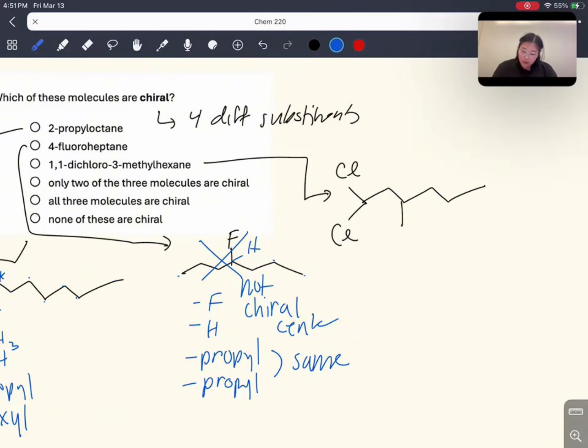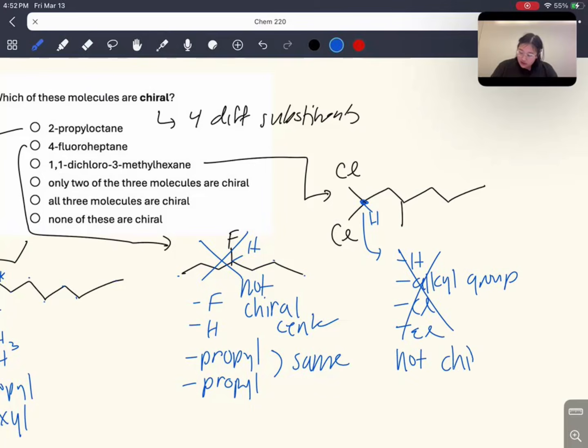Because this molecule has some substituents, right? So this one has an H, we have this whole alkyl group, and then we have a chlorine and we have a chlorine. So this is not chiral because you have 2 chlorine groups that are the same.